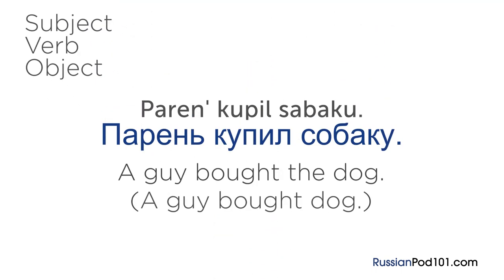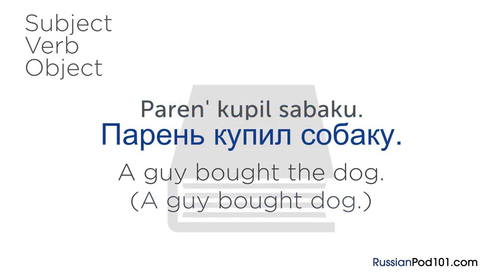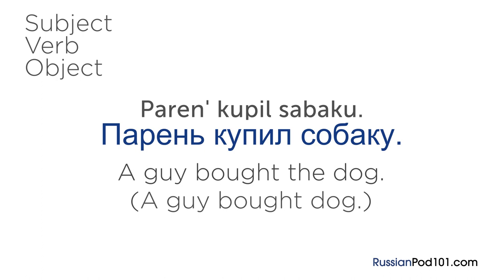Russian uses the same word order as English, SVO. Парень купил собаку. Парень, the subject, a guy, goes first. Купил, the verb, bought, goes second. And собаку, the object, dog, goes last. This means that you can create any basic sentence in Russian simply by exchanging the English words for Russian words using a dictionary and still be understood. Isn't that easy? In fact, Russian word order is much more flexible than English.